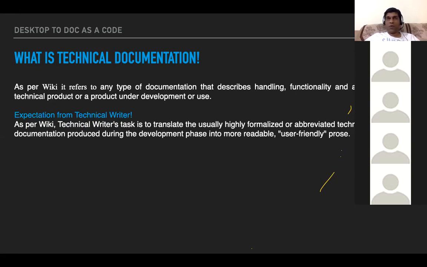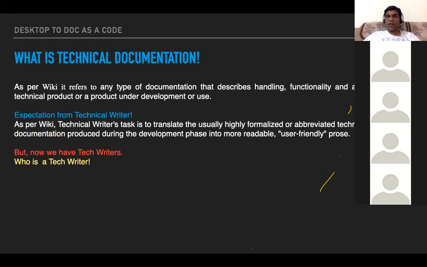So this is what Wiki says. Whatever you understand, whatever you do, your output comes in the form of user-friendly prose. When we talk about prose, it's just English, nothing else. I'll come to that point again. But if we go by Wiki, then we just have technical writers and a limited set of technical documentation. What I call, we are living in an era of tech writers, not just technical writers, because in IT, it's not just the technical writers who are contributing to the product.